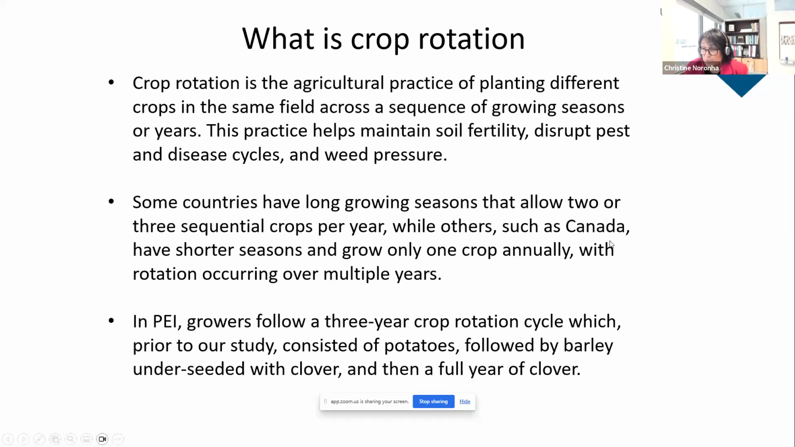So in Prince Edward Island, the growers follow a 3-year crop rotation. And prior to this study, when we started with crop rotations, the normal rotation consisted of potatoes, followed by barley underseeded to clover, and then clover continued to grow the following year, and then would be worked into the soil, and potatoes planted again. That was the normal rotation that growers followed.